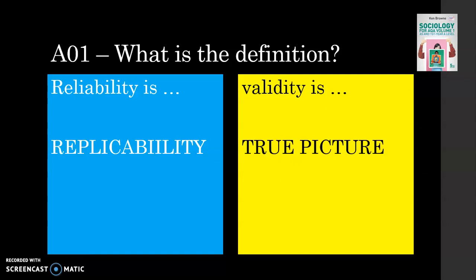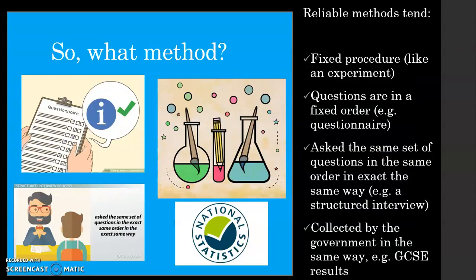So what methods are reliable? Research that is high in reliability uses methods that can be easily repeated. For example, an experiment. So think about science in school. Standardised procedures, set equipment, you measure out the chemicals, you see the reaction. Or like baking a cake, you follow a recipe. You do the same thing each time.